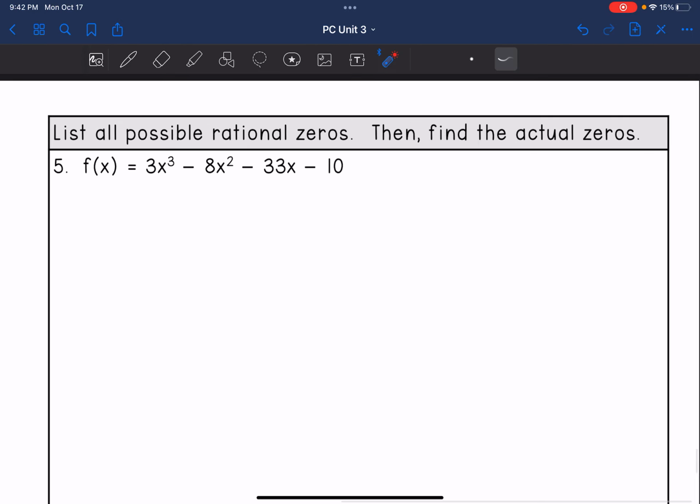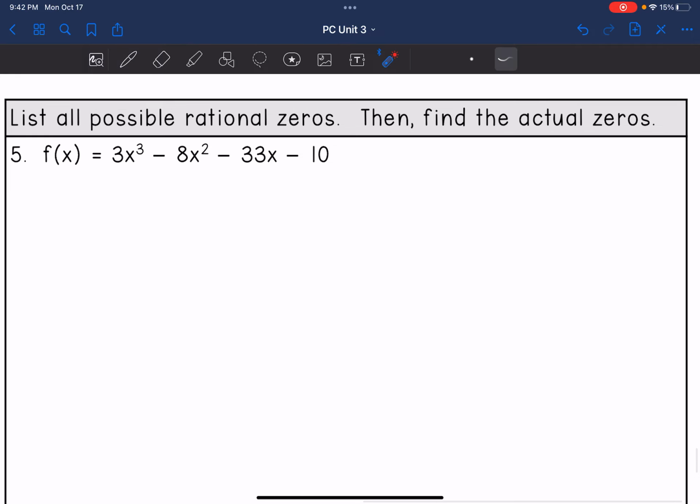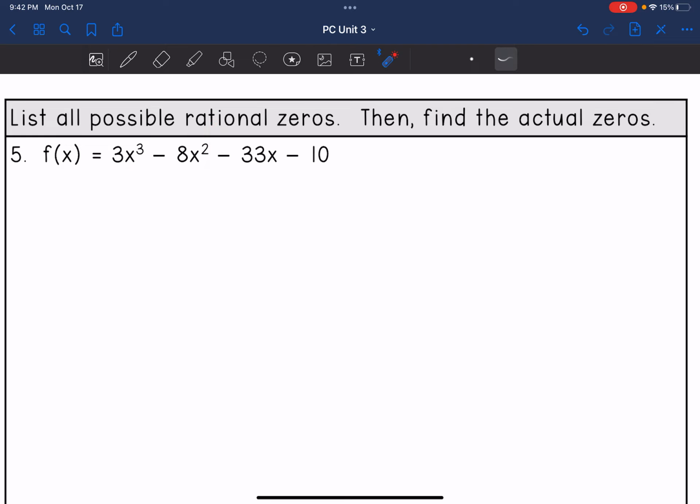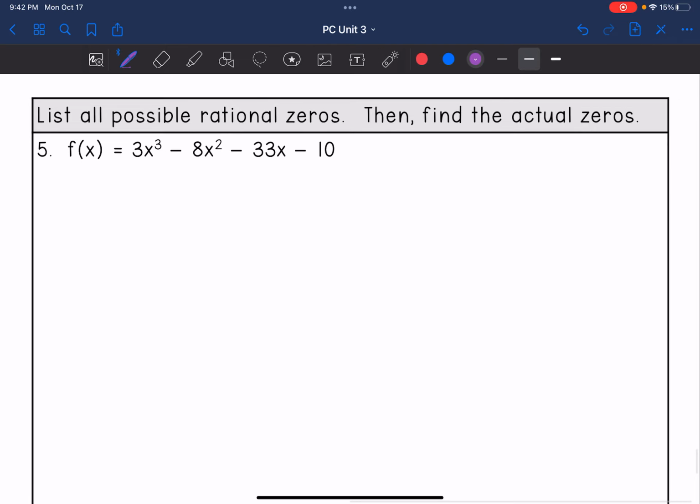We have 3x cubed minus 8x squared minus 33x minus 10. Again, if you try to do factor by grouping, it ends up not working out. Over here, there's nothing that simplifies, so they're different. Can't do factor by grouping. So instead, what we're going to do is look for our possible zeros. The last number, that's p. So factors of 10 would be 1 times 10 or 2 times 5. So I'm going to write them in order.